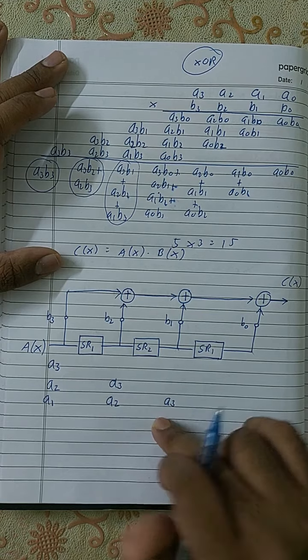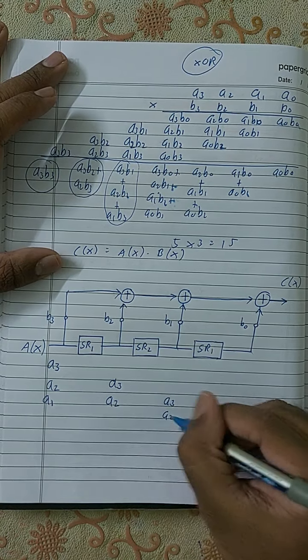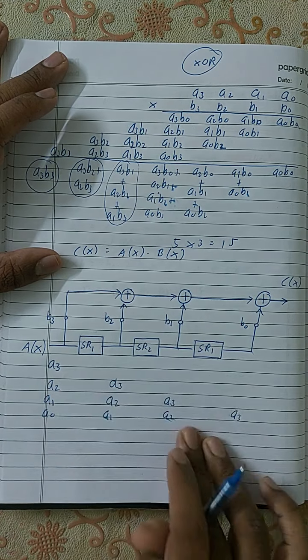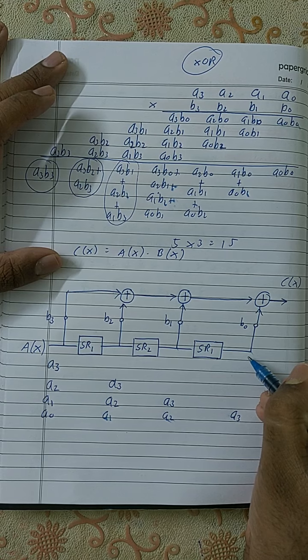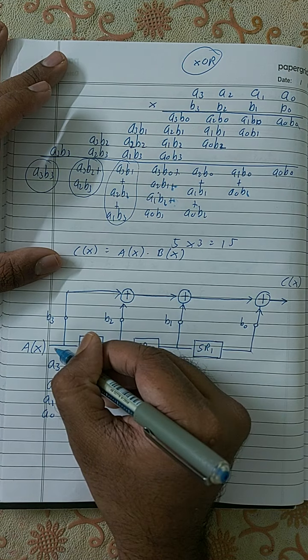Then what will happen? Again A3 will be shifted over here, then A2 will be shifted over here, then A1 will be shifted over here, and the next value shifted in will become A0. That means here the value becomes A3, here the value becomes A2, here the value becomes A1, and here the value becomes A0.